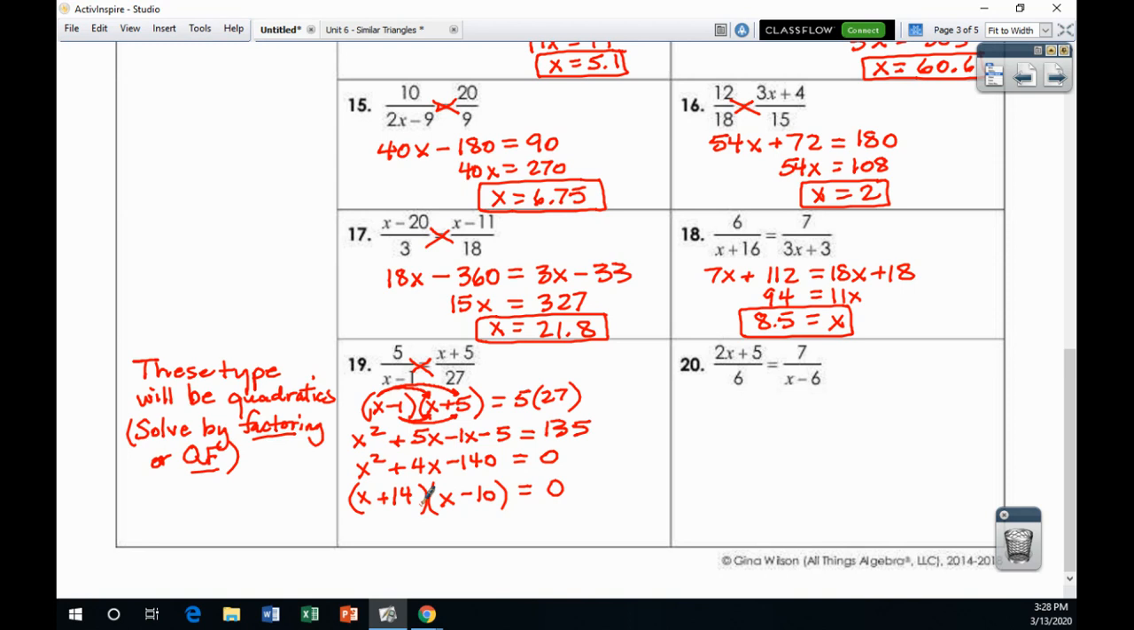Now, I'm still needing to solve and find out what x is. So at this point, I'm going to use a property called the zero product property. The zero product property says if a times b is equal to 0, then either a is equal to 0 or b is equal to 0. Think about that. That makes sense. If you're multiplying two numbers together and you get 0 as a result, one of those numbers has to be 0.